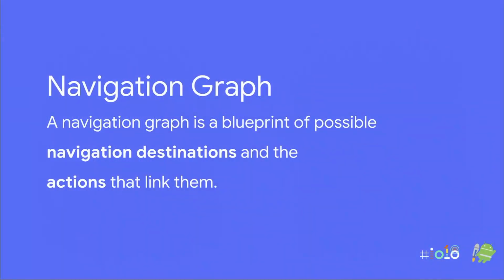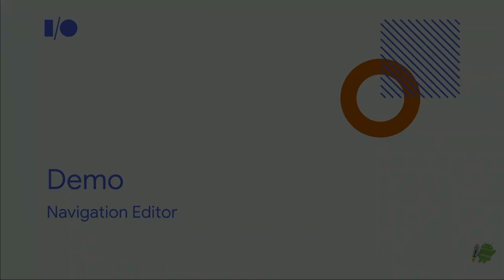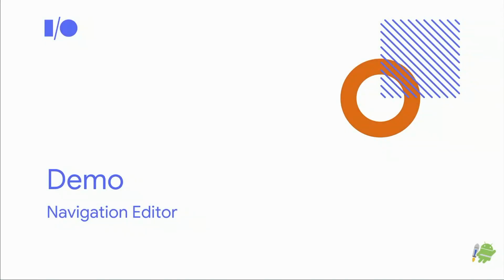The navigation graph is essentially just a set of the possible destinations people can reach in my app. Those usually correspond to screens, but not always. You can have the navigation controller just changing the contents of a smaller part of the screen. But it's a set of navigation destinations and the actions that link them. The actions really represent how you can get from place to place. So to navigate from point A to point B in an app, you just call the correct navigation action at runtime. Let's take a look at what this looks like, and let's switch over to the demo.